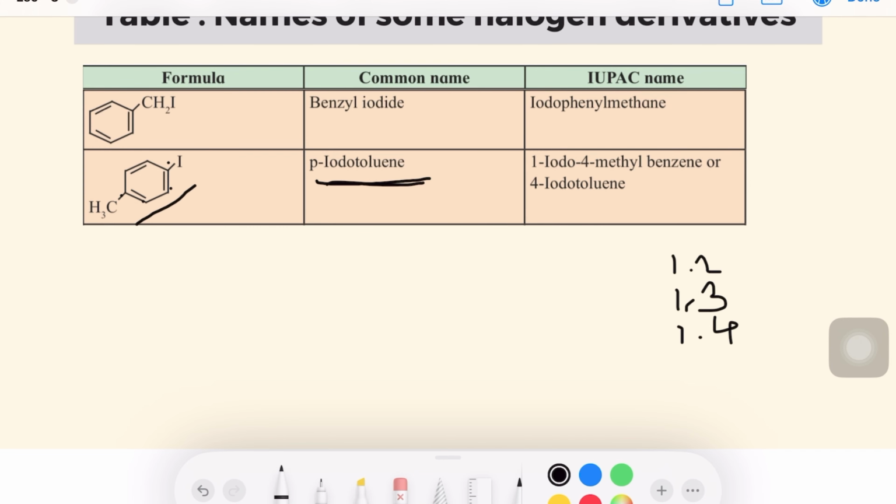And in IUPAC name it is 1-iodo-4-methyl benzene or 4-iodotoluene. Why 4-iodotoluene? This is the parent compound toluene, and with respect to CH3, iodine is at 4 position, so 4-iodotoluene. Or iodine first and methyl at 4 position with respect to the halogen. So the name of this compound is 1-iodo-4-methyl benzene or 4-iodotoluene.